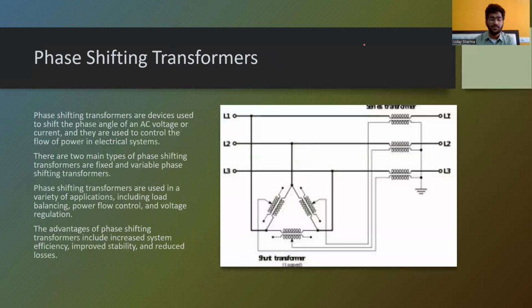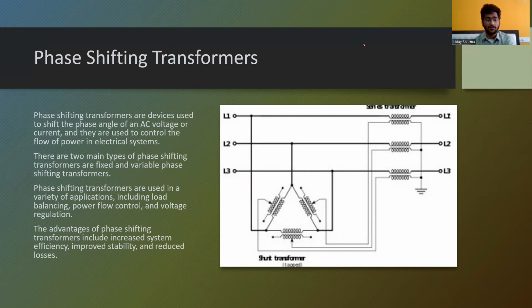One of the ways of incorporating is phase shifting transformers. Phase shifting transformers are devices used to shift the phase angle of the AC voltage or current, and they are used to control the flow of power in electrical systems.